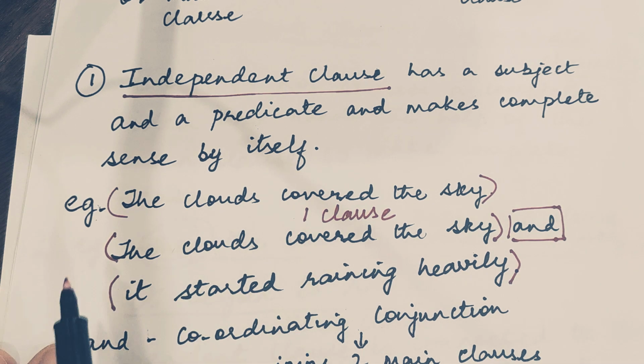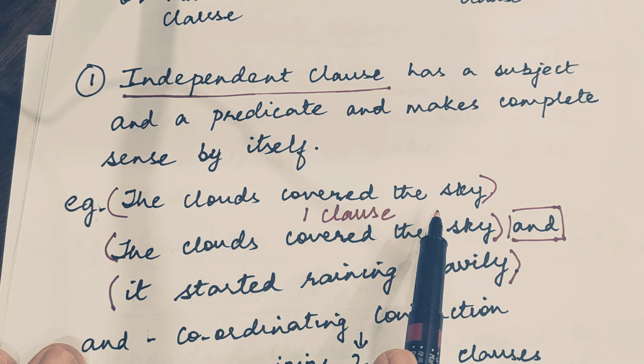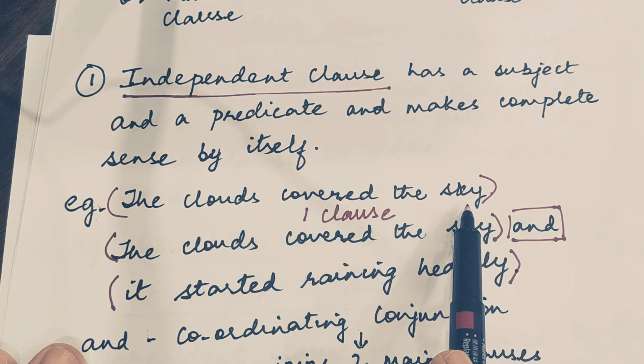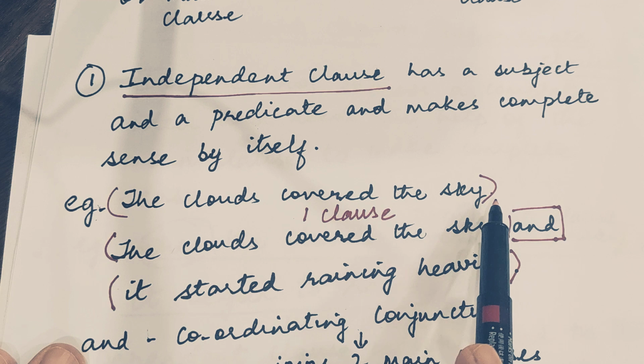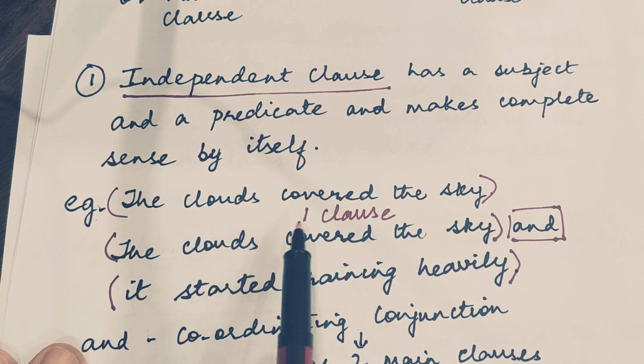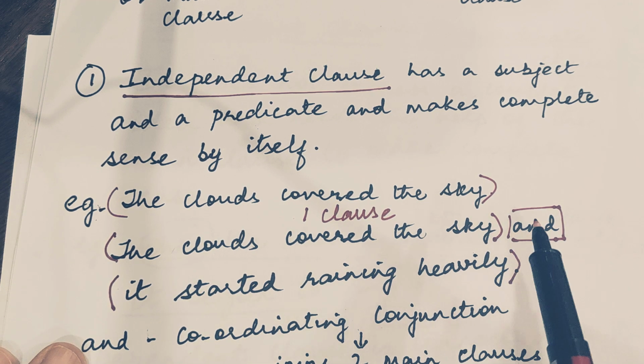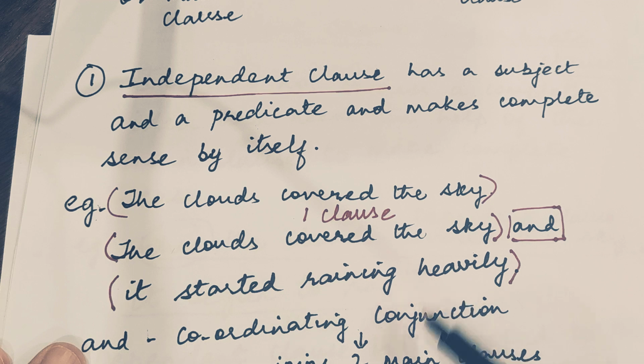Let us see the first sentence. The clouds covered the sky. The subject is the clouds. Covered the sky is the predicate. So this sentence, this is a simple sentence, and a simple sentence is a clause. Is it clear, children? Now let us see a modification of the same sentence.